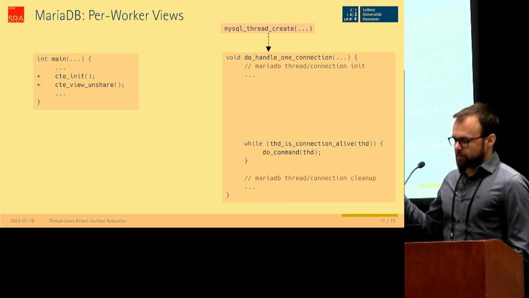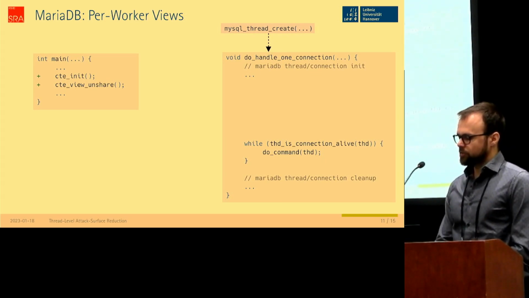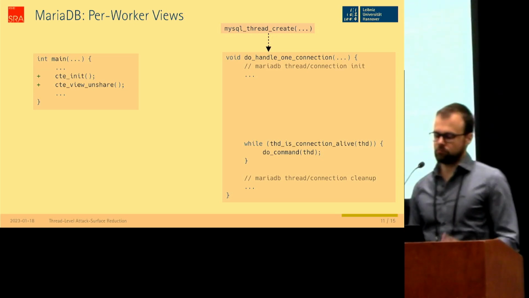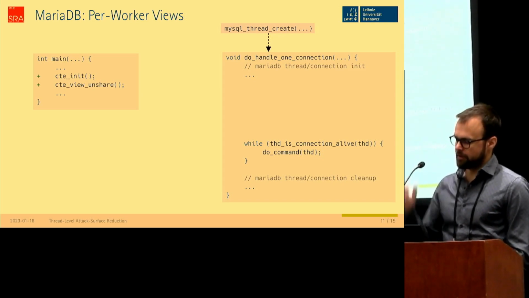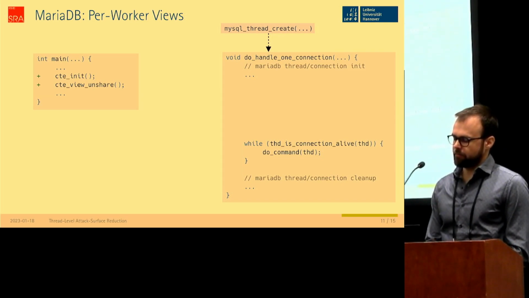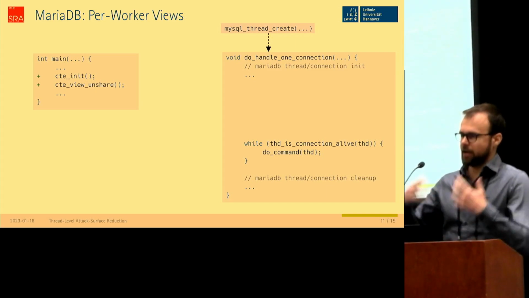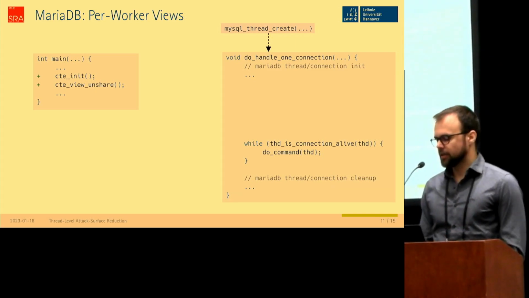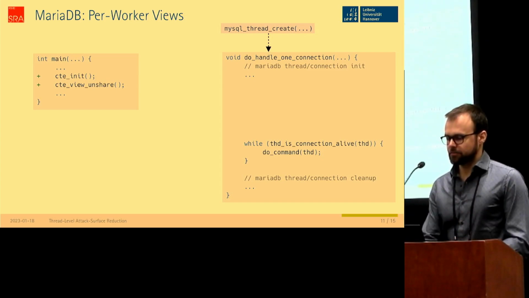In MariaDB, each worker is started with this mysql_thread_create method. This basically ends up creating a new thread and executing do_handle_one_connection in this thread. And this function in return executes the actual commands from the client in a loop until the connection ends.